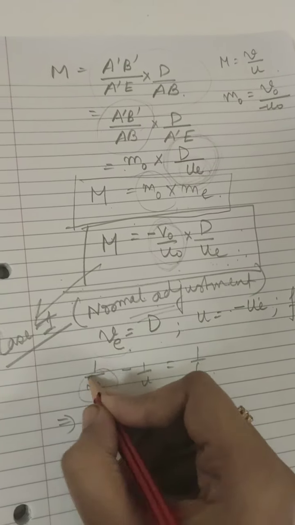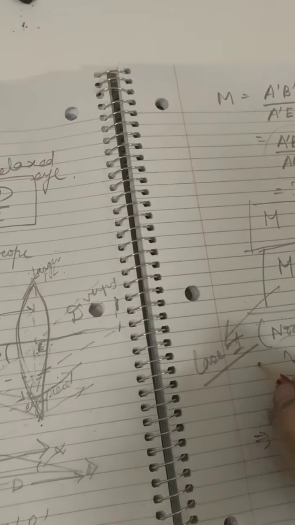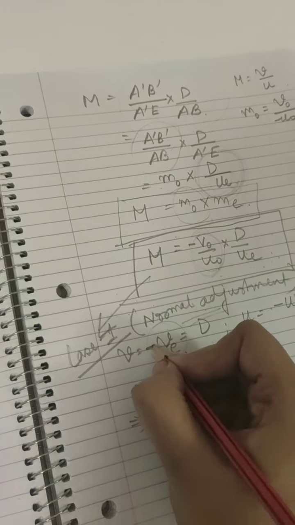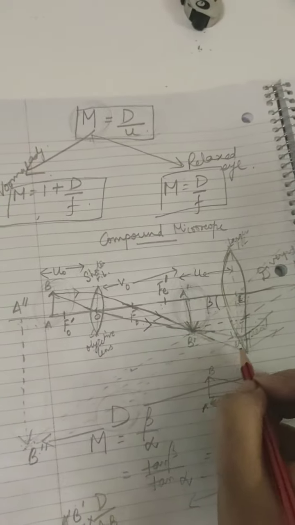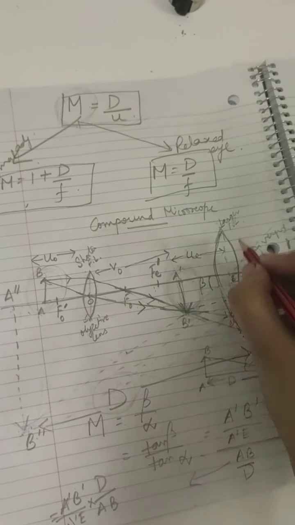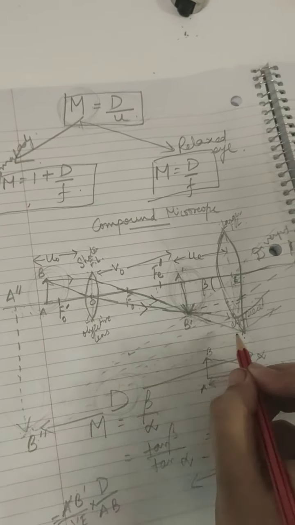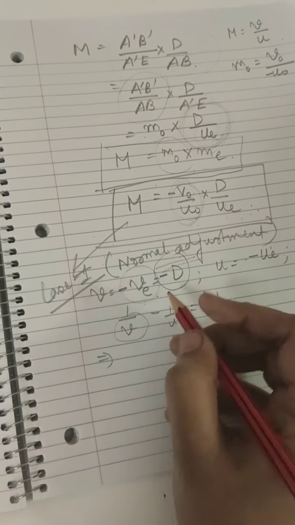In the place of V, I am going to put VE, and V equal to minus D. See, it's a virtual image and it is formed on the left side of the eyepiece on the negative x-axis. So it is minus D. So V equal to minus D.